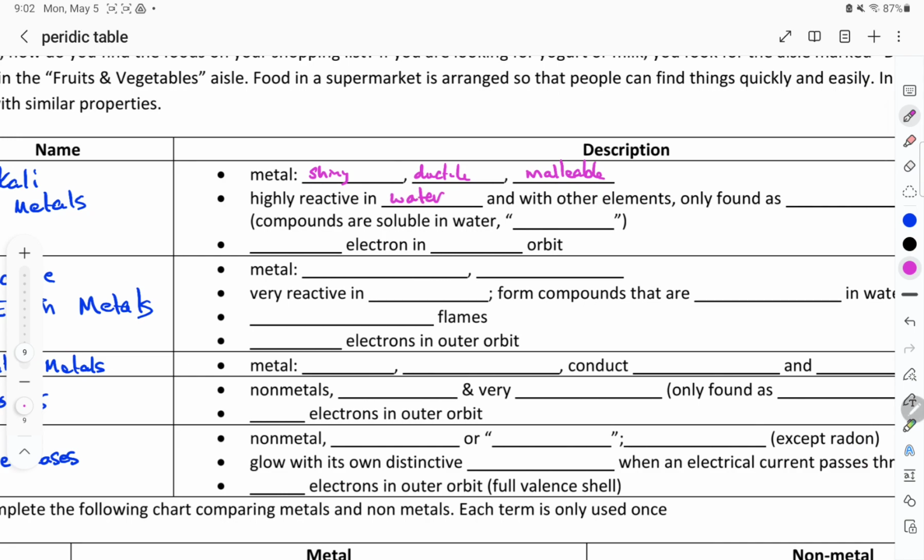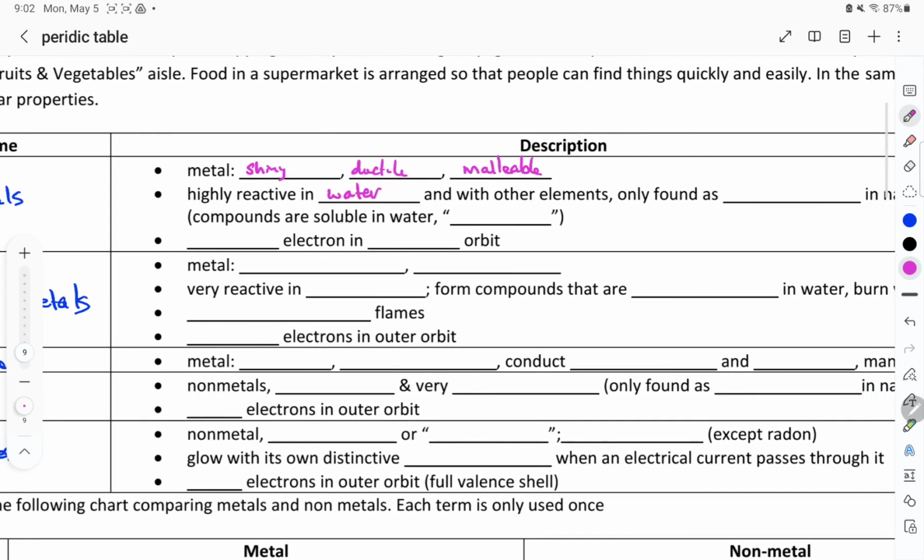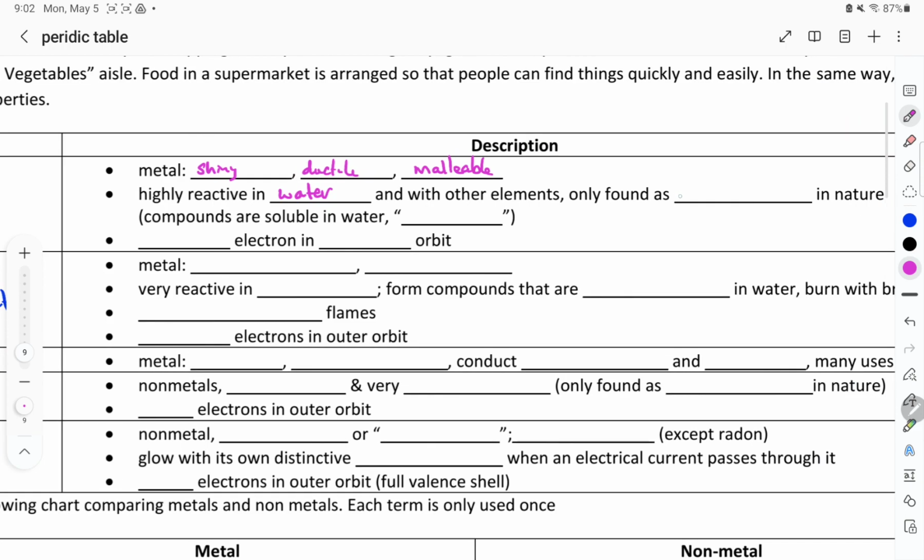And this is where they get their name from. And they're only found in nature as part of compounds. You will never find, for example, pure lithium in the environment, because it's so reactive, it reacts with other things. And because their compounds are soluble in water, they're often referred to as salts.